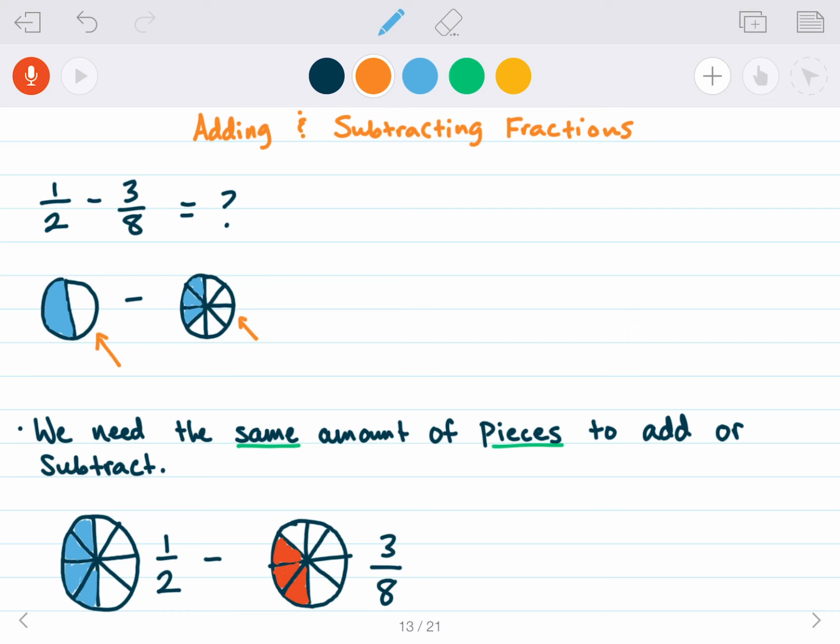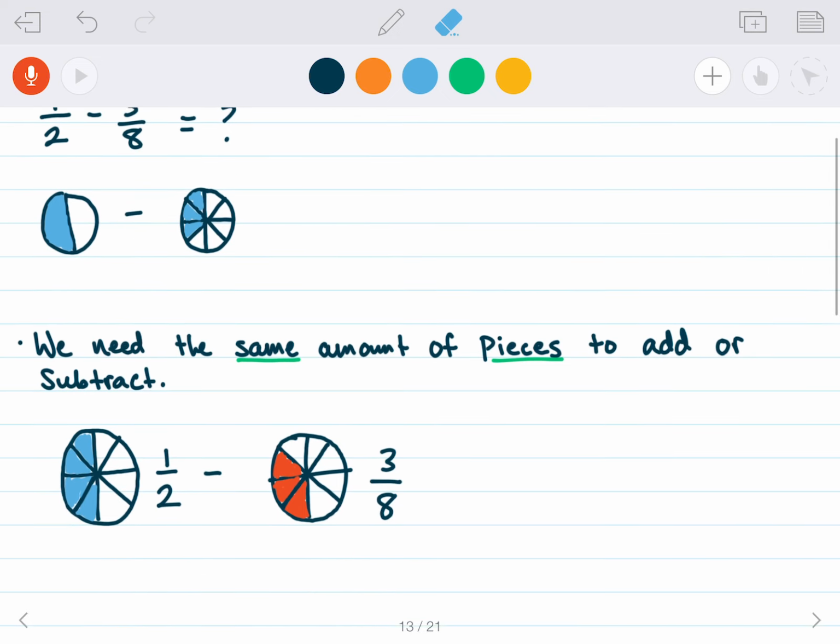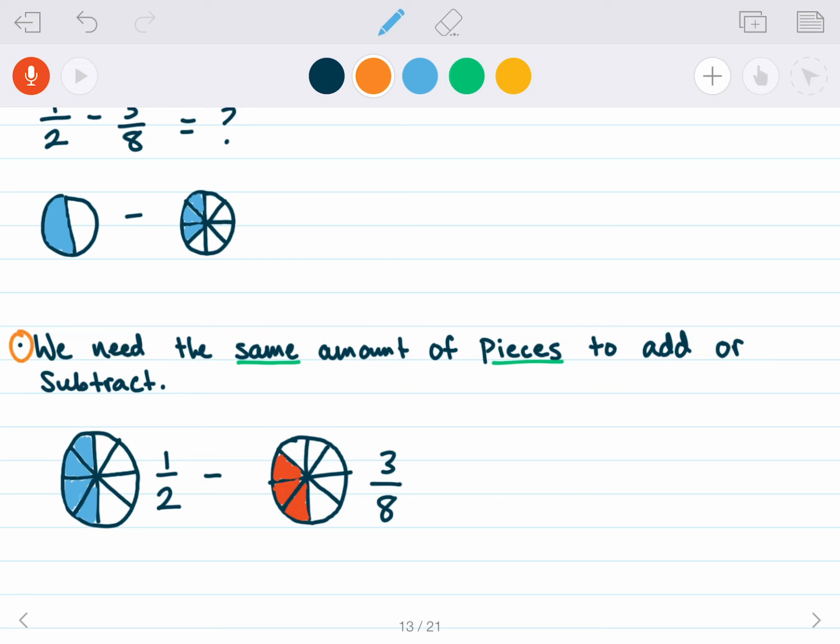So the strategy here is to get an equivalent fraction so that the same number of pieces is present, so we can add and subtract. And so that's what we're going to do down here. It says we need the same amount of pieces to add or subtract. And now this makes more sense in our head because we changed 1/2 to be cut into 8 pieces, right? It's still 1/2, right? It's still half of the cake. We just cut it into 8 pieces this time. And what we want to do is take 3/8 away from that.